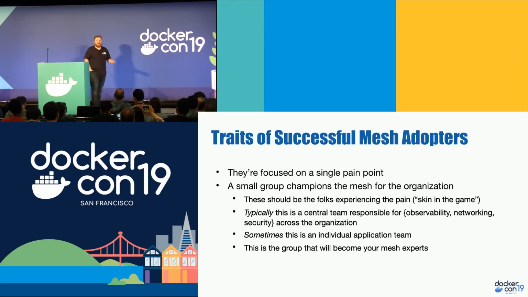Typically, the most common case that we see is that it is some central team that drives the adoption of the mesh, a central observability, networking, or security team. This is the group that over time will become your experts in your organization for operating this thing, right? The core principle is to focus the pain of these areas onto a small group of experts. This becomes your first small group of experts, and they will be the team that is responsible for that piece of the pain. And over time, they'll onboard other teams to start to address the other areas of the mesh.